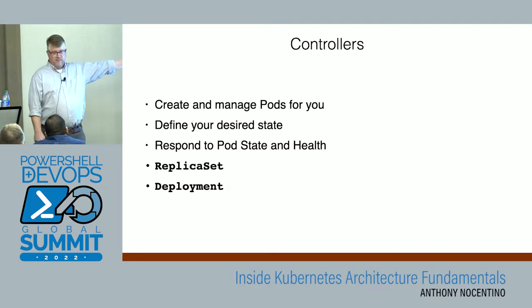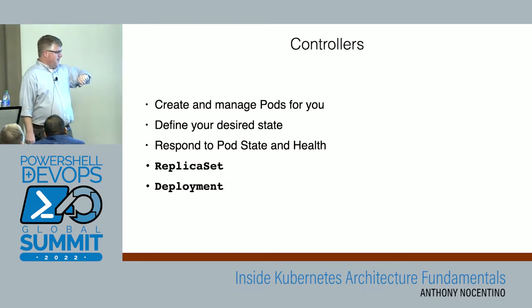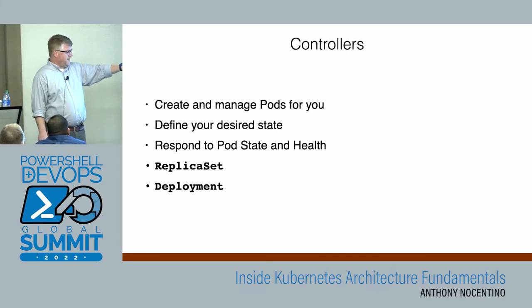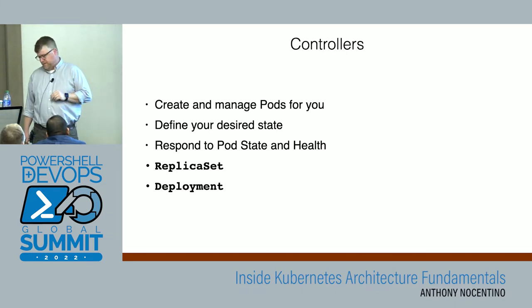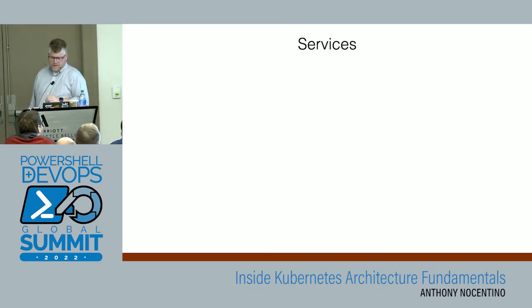A deployment, and there's a reason why I'm using a fixed width font here, because that's the actual API object, aka code. So the deployment will create a replica set, and we'll talk about the bowels of what that means in a little bit. But the deployment creates a replica set. The replica set creates the pods. Just put a pin in that. We'll talk about that in more detail momentarily.